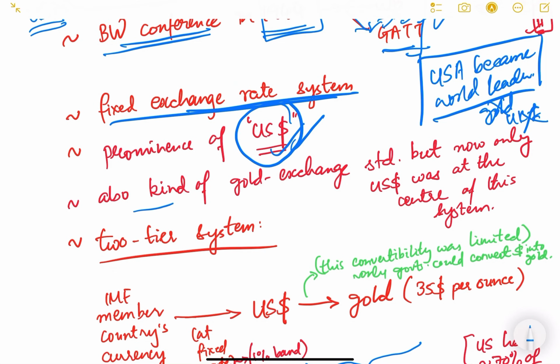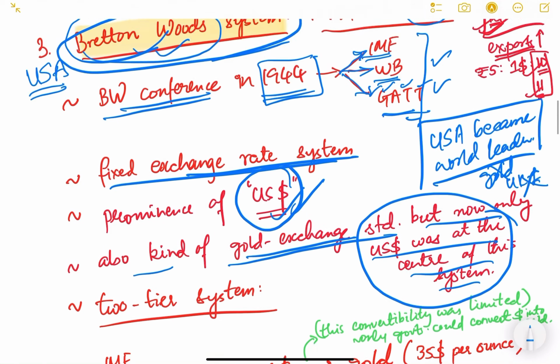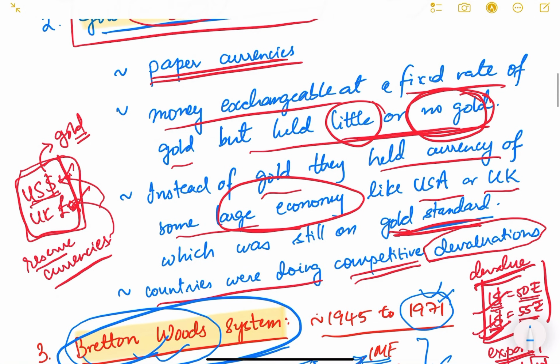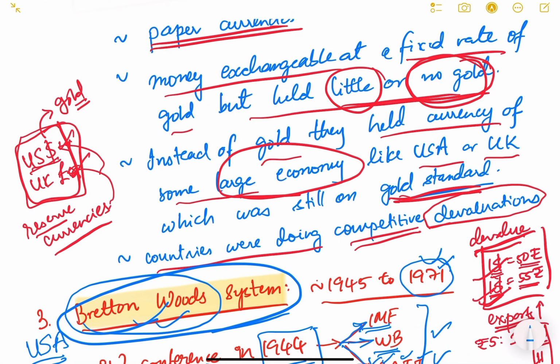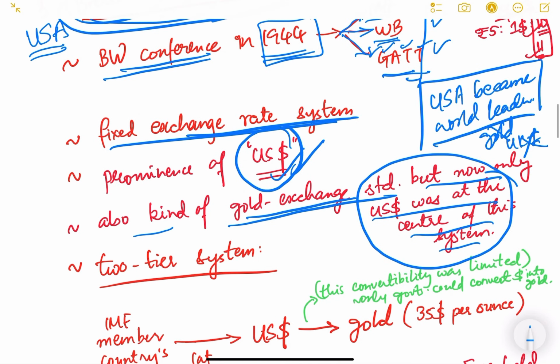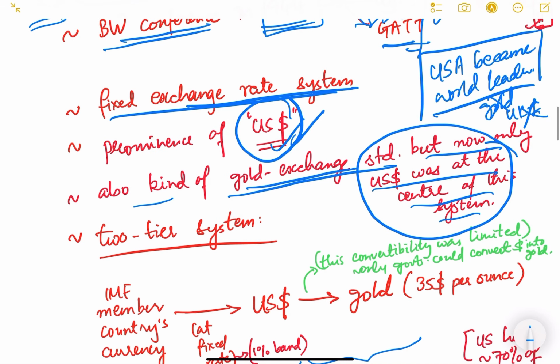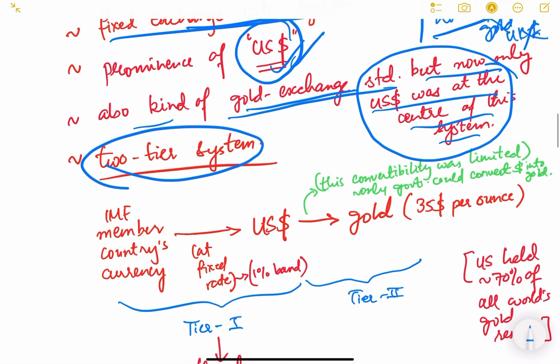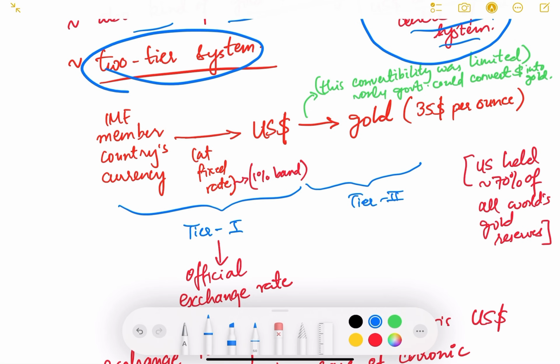Again it is a kind of gold exchange standard only, but now only the US dollar was at the center of the system. As I have told you, in the gold exchange standard the countries could hold the currencies of other large economies also, like USA or UK or Japan. So the Japanese yen could also be held, but here in the Bretton Woods system only gold became the center. Everything used to get converted in terms of gold, and it was a 2-tier system. Let us understand what this 2-tier system was.